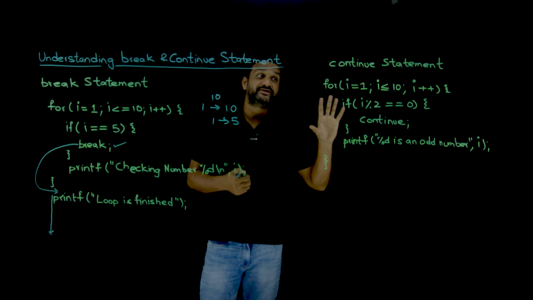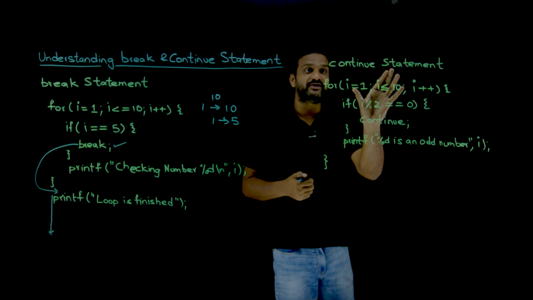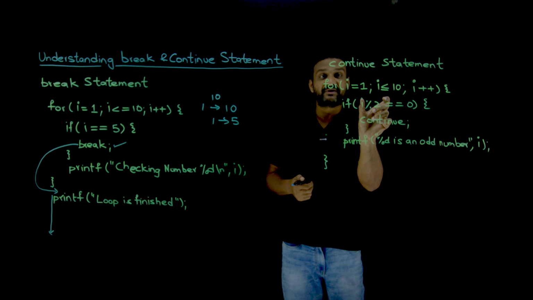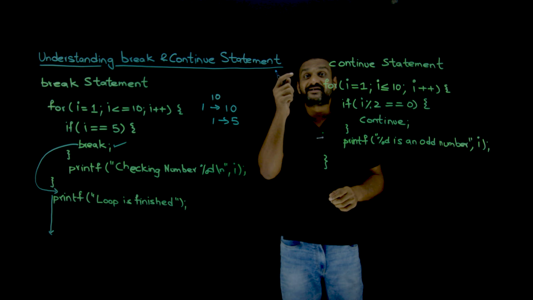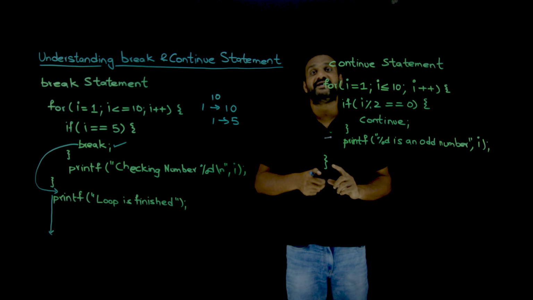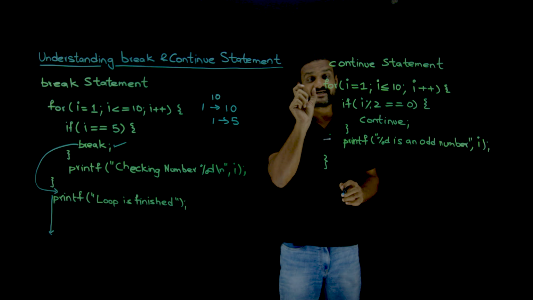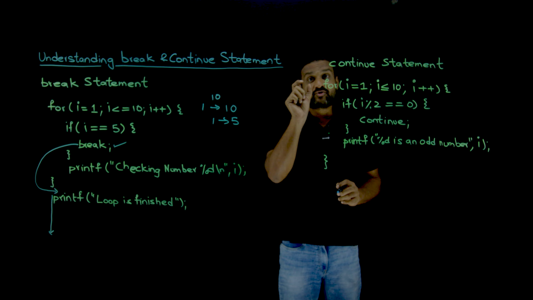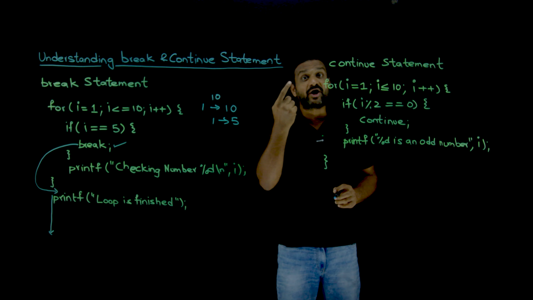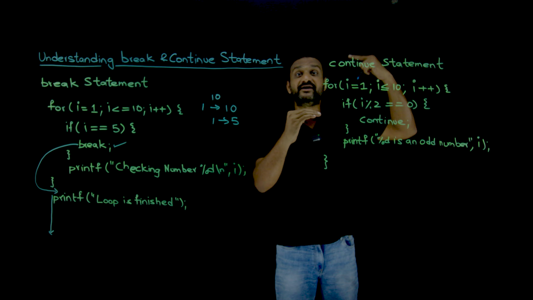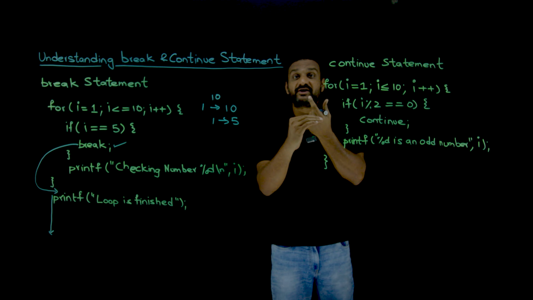So what about the continue statement? Whenever we use a continue statement within the loop, certain iterations can be eliminated. Whenever the continue gets executed, we go to the end of the loop, not out of the loop, and the next iteration continues. That is the meaning of continue.